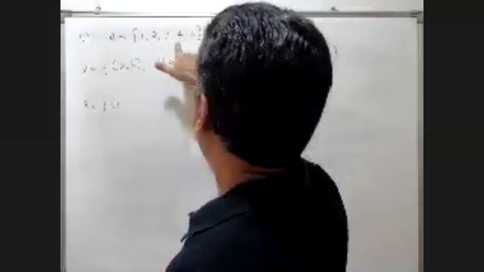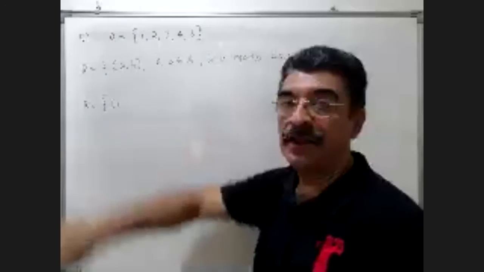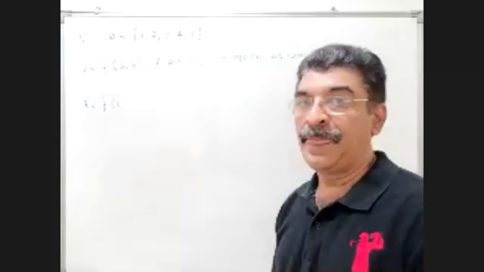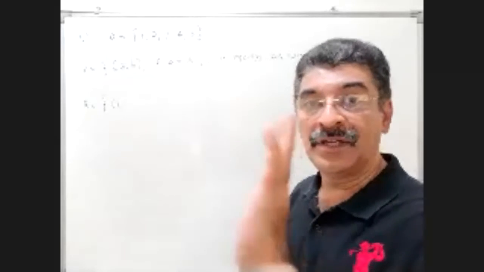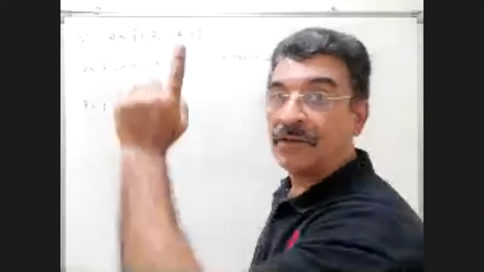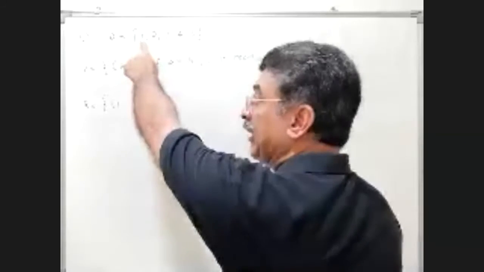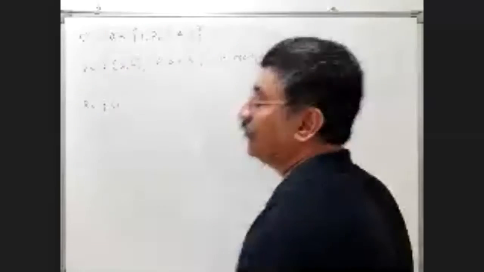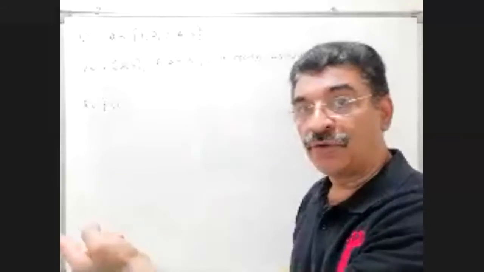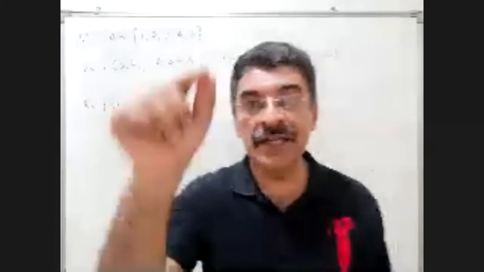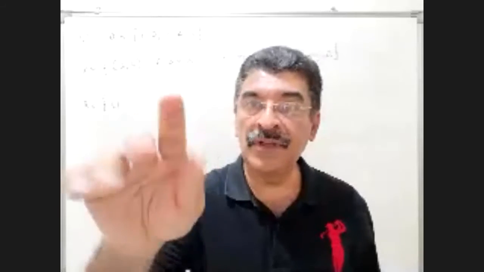1, 2, 3, 4, 5. 5 elements are there in A. So in A cross A, 5 into 5, 25 pairs of numbers will be there. For pairing A cross A, take 1 with the remaining elements: 1, 1, 1, 2, 1, 3, 1, 4, 1, 6. Taking 2 also: 2, 1, 2, 2, 2, 3, 2, 4, 2, 6. Similarly, take each element paired with the remaining element.